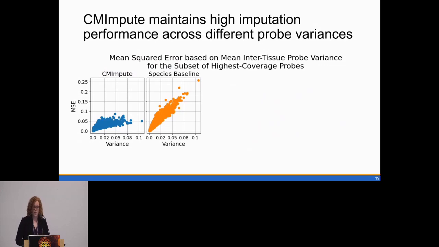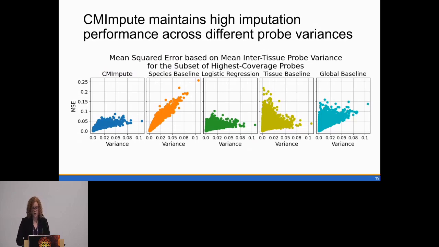Specifically looking at the species baseline, which is the highest performing baseline, we see low MSE on very low varying probes. This was expected because if a probe does not vary from tissue to tissue within a species, then mean imputation within the species can be effective. However, the MSE increases quickly as probe variance increases. CM-impute additionally outperforms the other baselines. Overall, CM-impute has effective performance for probes across a range of lower and higher variance values.